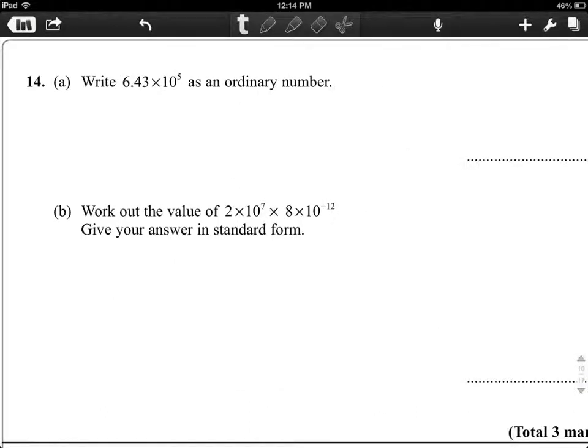So 6.43 times 10 to the 5, so it's 643. Now we need 6 numbers altogether, so the next 3 numbers are zeros.